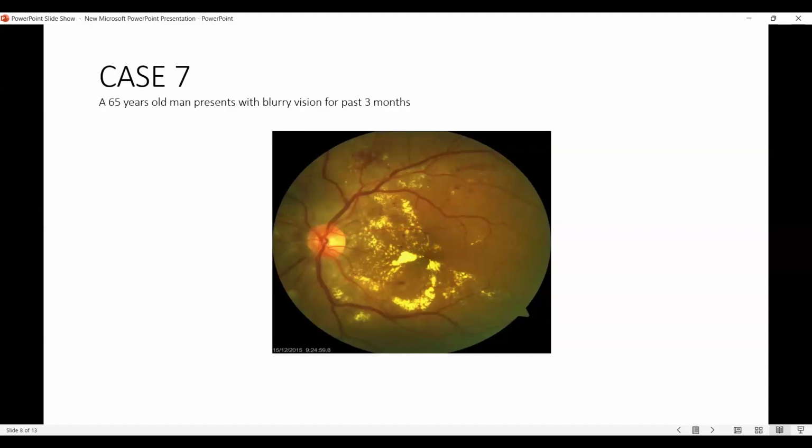Can you please tell me what are the types of diabetic retinopathy? How can you classify? So the ETDRS classification: non-proliferative, we have mild, moderate, severe, and very severe. And non-proliferative diabetic retinopathy can be either high risk of proliferative diabetic retinopathy or moderate risk.